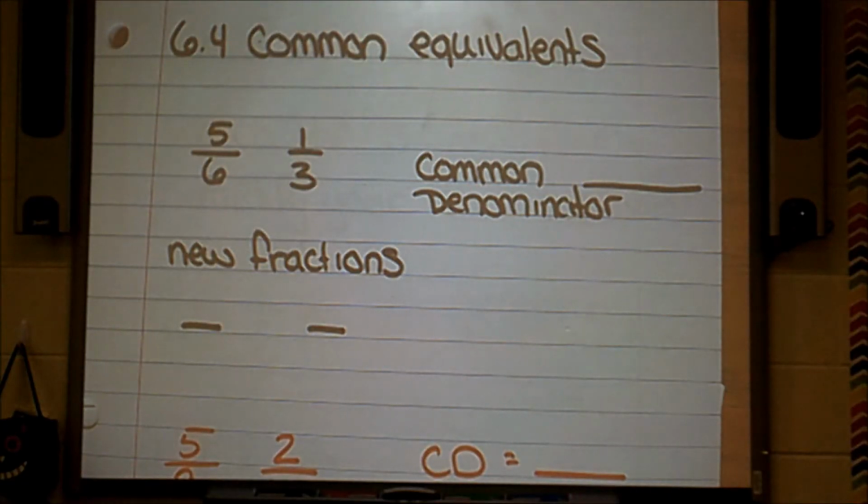Alright guys, we are on section 6.4, Common Equivalents. We're going to be looking at fractions and determining a common denominator and then getting an equivalent fraction for each of those fractions that has that common denominator. Sounds pretty confusing, I know. It really isn't. Watch what I do. Learn some new stuff and have fun doing it.